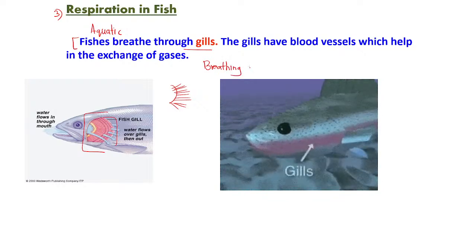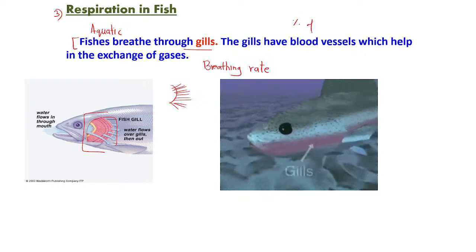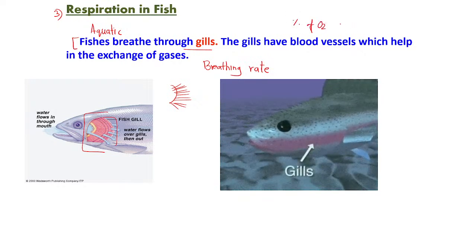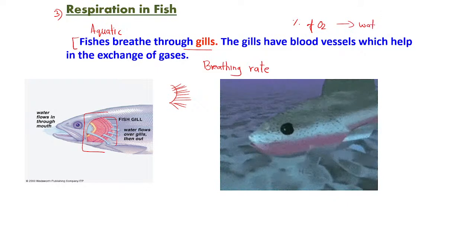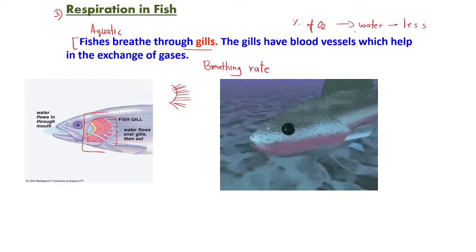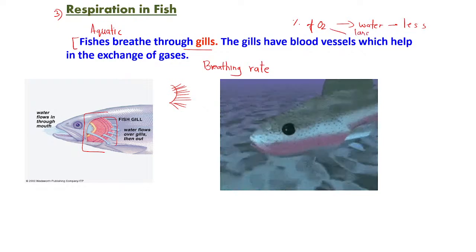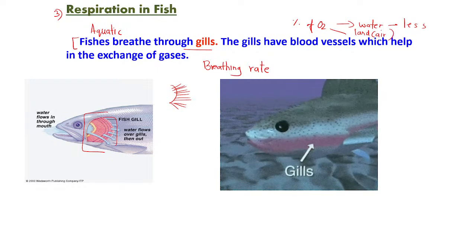And why is it much faster? There is a reason. The percentage of oxygen present in dissolved form in water is much less compared to the percentage of oxygen present on land, in the air. The percentage of oxygen in the air is much higher compared to the amount of oxygen in the water. Therefore, the breathing rate is much faster.